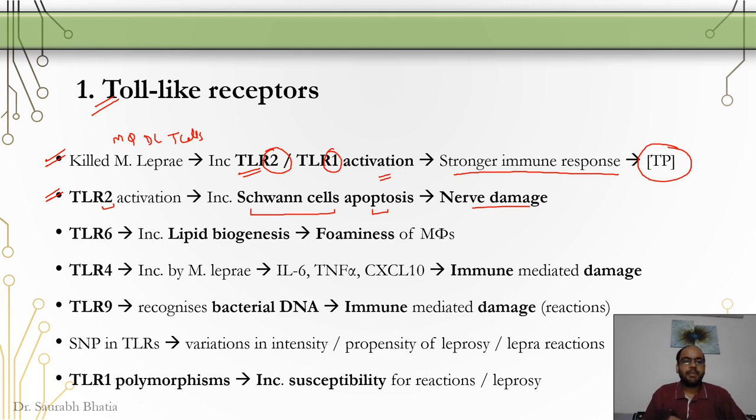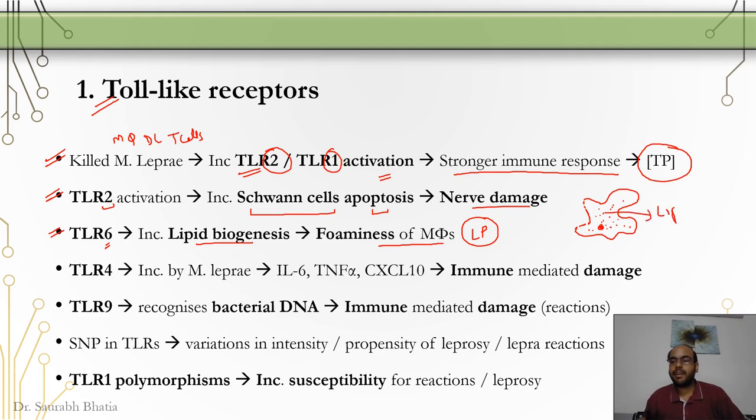Clear? Toll-like receptor 6 leads to increased lipid biogenesis, and because of that you see the foaminess of macrophages, which we see in the lepromatous pole, more in the lepromatous pole. So you have a macrophage, and because of M. leprae and toll-like receptor 6 activation, you see increased lipid inside and you see the foamy macrophages, that is characteristic of leprosy.